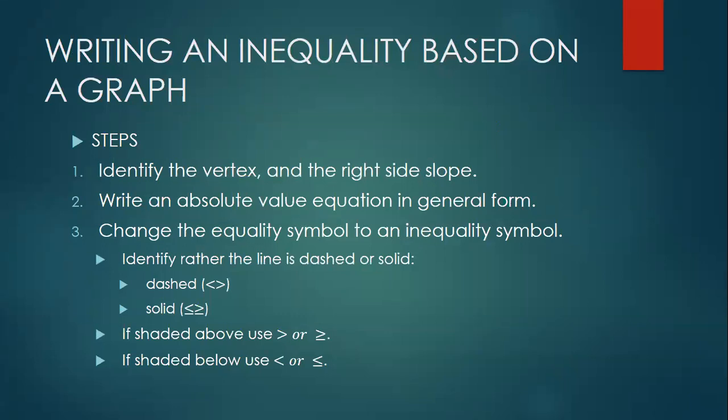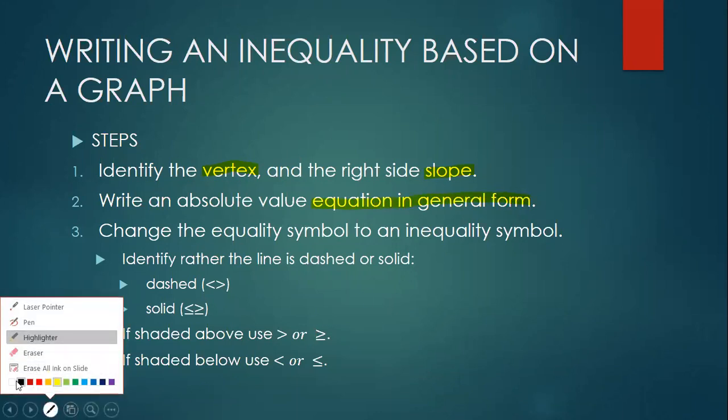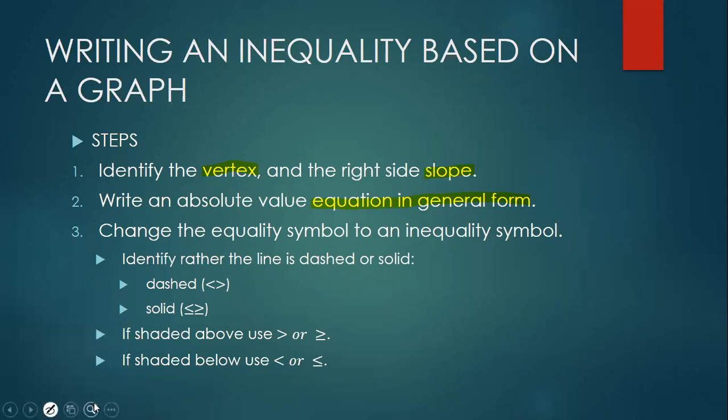So the steps: we want to identify the vertex and the slope. We want to write the equation in general form. Okay, so if we remember, general form means that we're writing it in y equals a times the absolute value of x minus h, plus k. That's our general form.